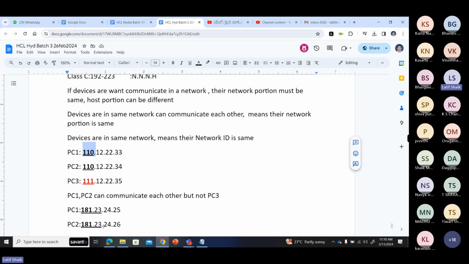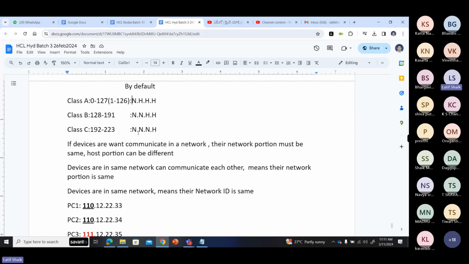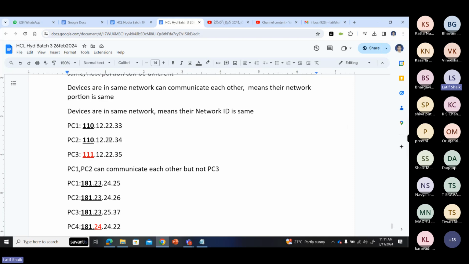When you get 10 computers with 10 IP addresses, are these 10 computers in the same network or not? If they are in the same network, they will communicate with each other. If not the same network, they won't communicate. First of all, check their network ID, meaning check their class. Based on the class, by default, what is their network portion and host portion.